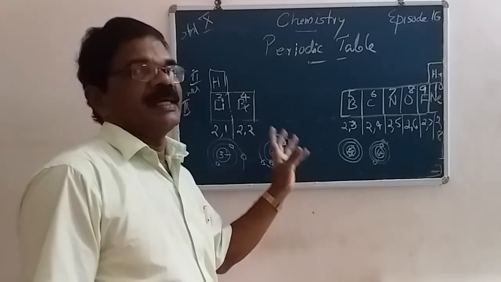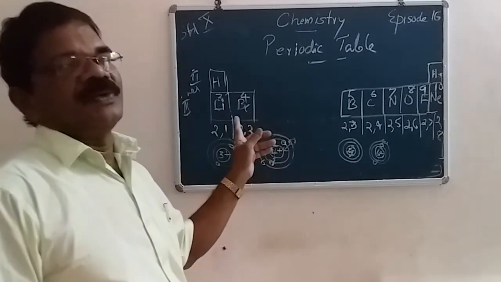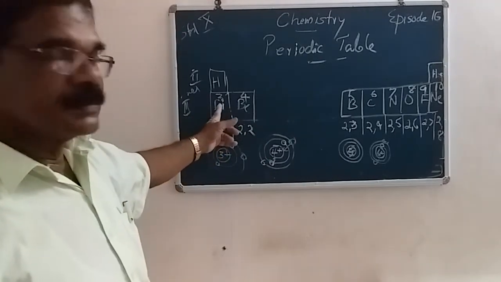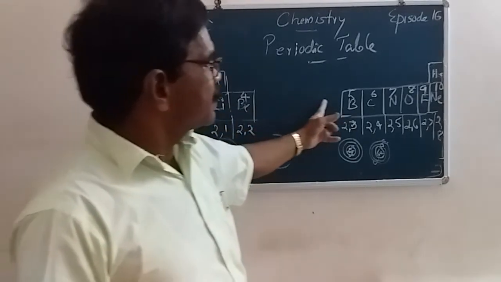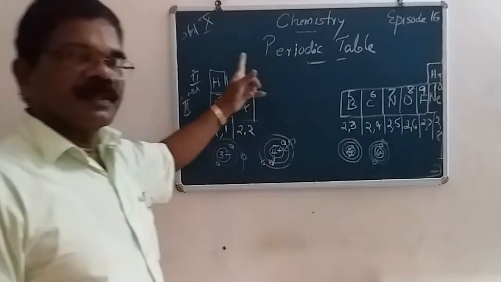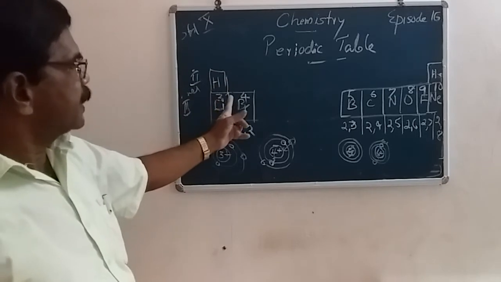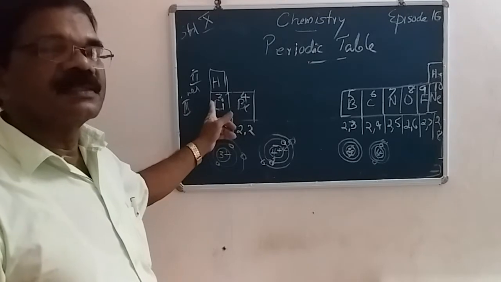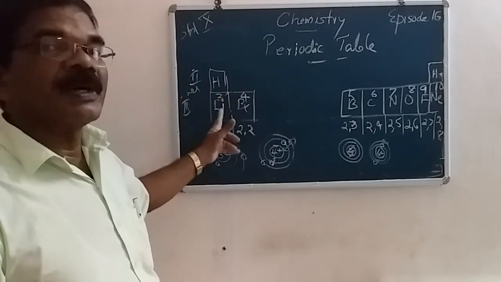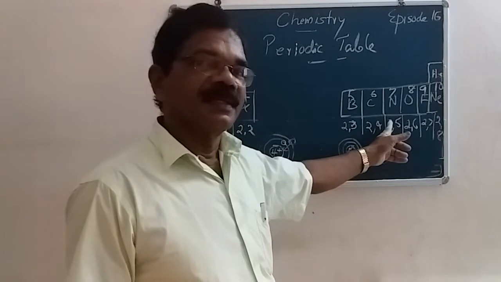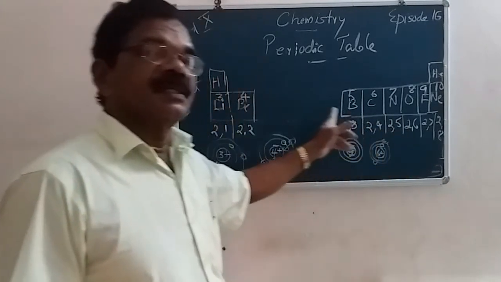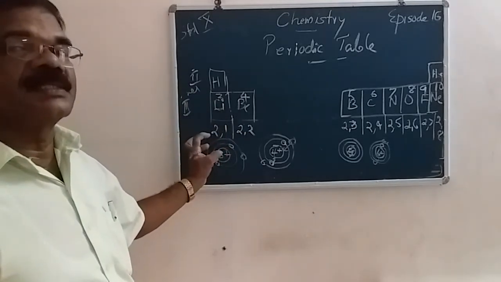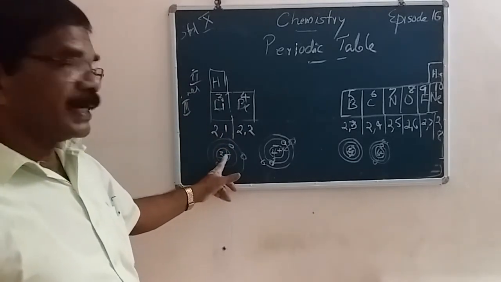So, we can reach a conclusion. We can note down what changes occur. Across a period, atomic number increases one by one: 3, 4, 5, 6, 7, 8, 9. Atomic number increases means, the second thing, the number of protons increases. Then the third main thing: the number of protons increases means the nuclear charge increases.